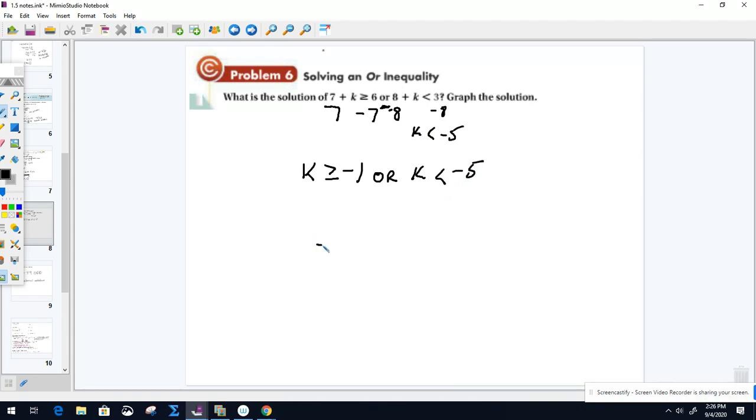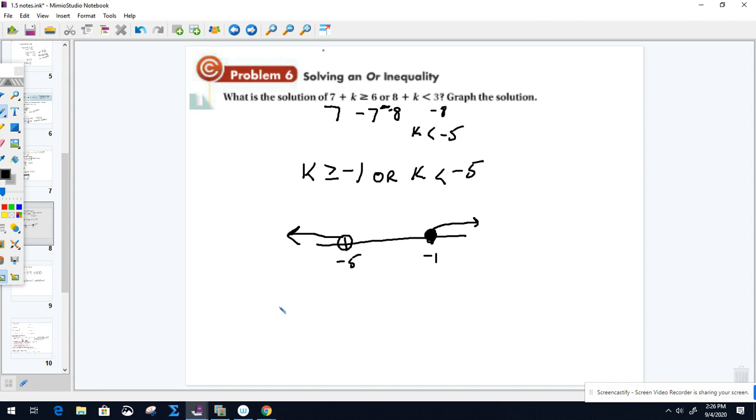So again, if I were to graph this on a number line, putting them in order, that would be -5. That would be -1, right? -5 is less than -1, so it's on the left. This would be an open dot, and it would be everything to the left. At -1, it's a closed dot because it's a greater than or equal to. Greater than or equal to tells me to go to the right. So again, it's everything to the left, everything to the right.